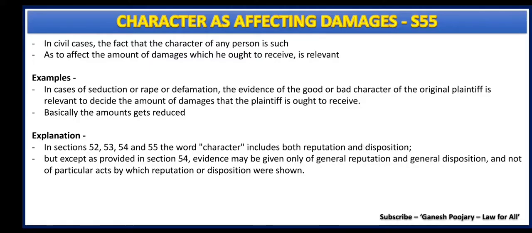Like for example, the case is defamation, and if the person has a bad character and if it is connected to those lines which are used in the defaming statement, in that case definitely the damages will go down. That's what we need to understand as far as section 55 is concerned, where the character is affecting damages, because if there is good character then the damages may go high, and if the character of the original plaintiff is not good then the damages will also be reduced.